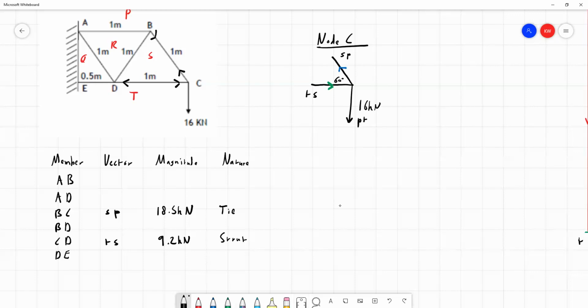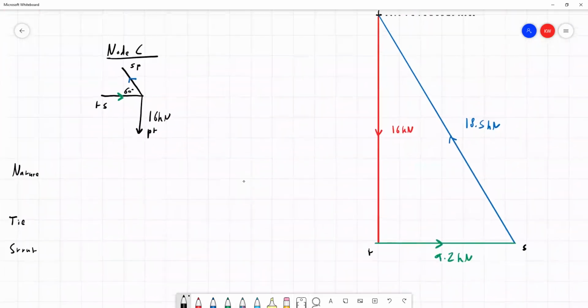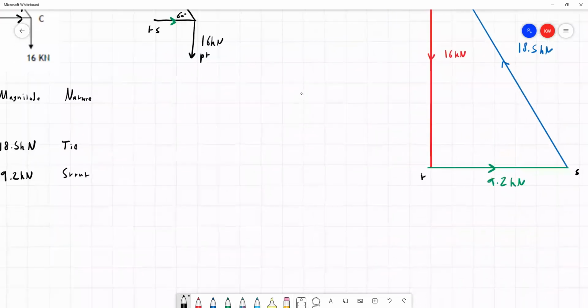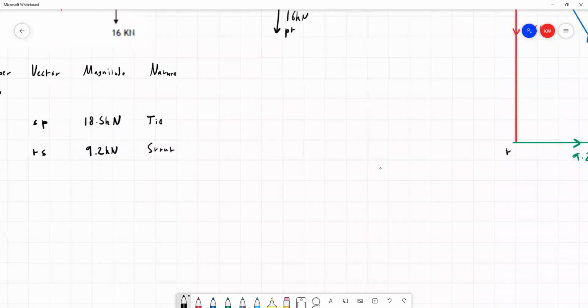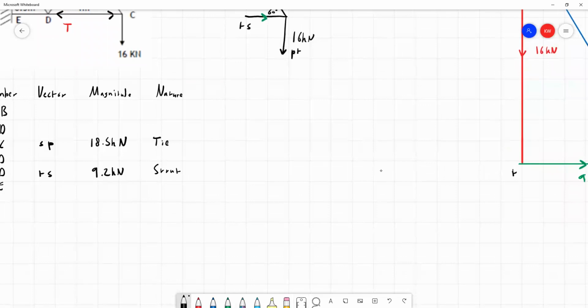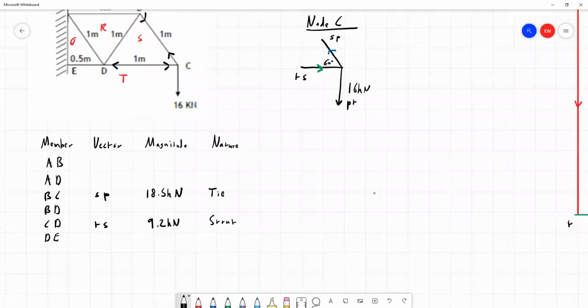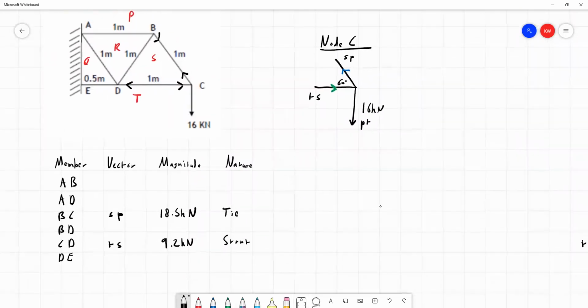And there's a method, and we'll be doing this in a separate video, where we could actually build this second diagram onto our existing diagram, but we're going to leave that for another video. In this video, we'll be tackling each node separately with a separate space diagram and a separate vector diagram. So let's have a look at node B then.